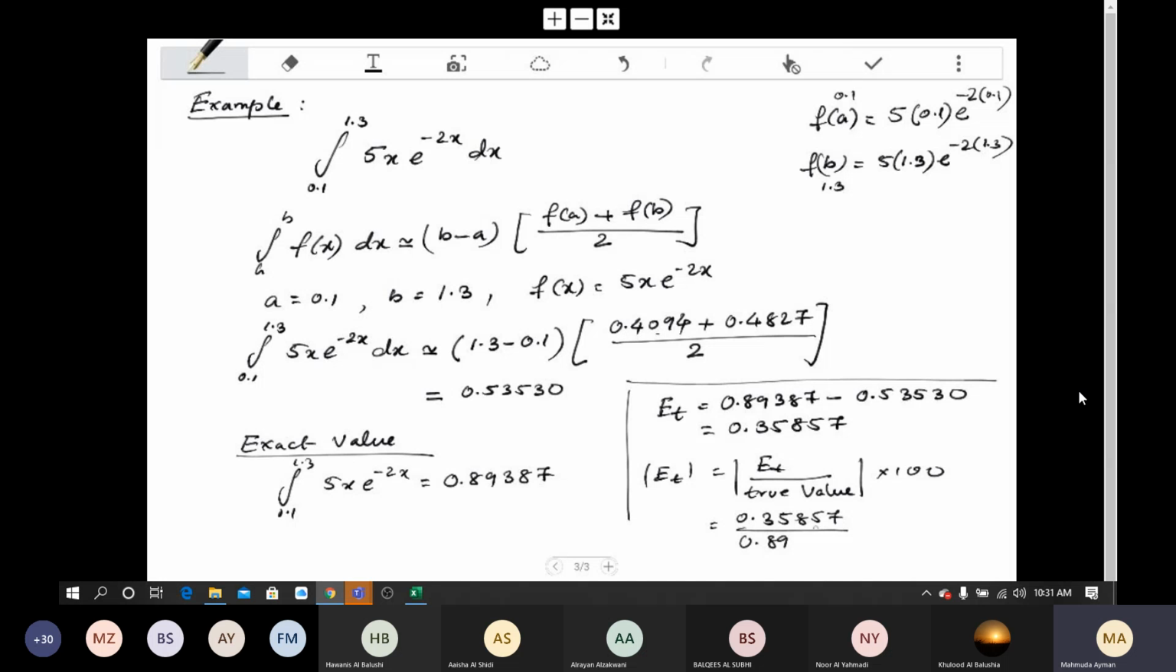Perfect, Ashjan, perfect answer. Okay, so we have 0.35857 divided by 0.89387 times 100, and this gives us an error percentage of 40.11%. So as you can see, this is a really high error. What's the reason for having this high error?